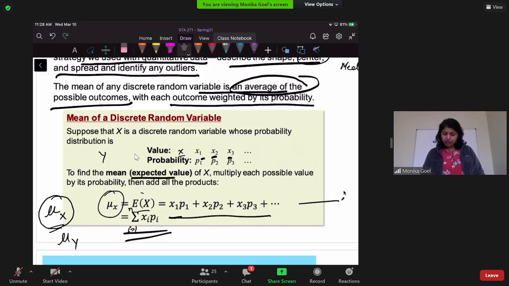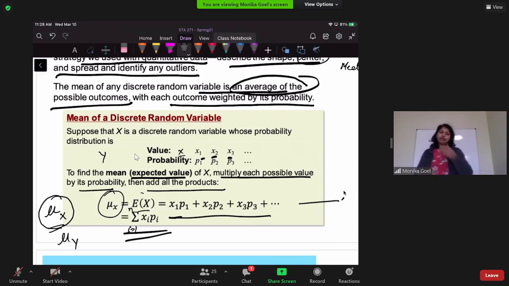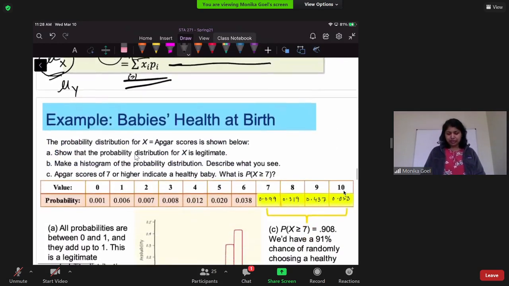To find the mean or the expected value of x, multiply each possible value by its probability and then add the products. So again, finding the expected value is the easy way. You just multiply with the corresponding probabilities and add everything, and you get the mean. Earlier, we were adding everything and then dividing by the total because we did not know their probabilities. We were looking at the sample mean. Now we are looking at the expected value in terms of their probabilities.